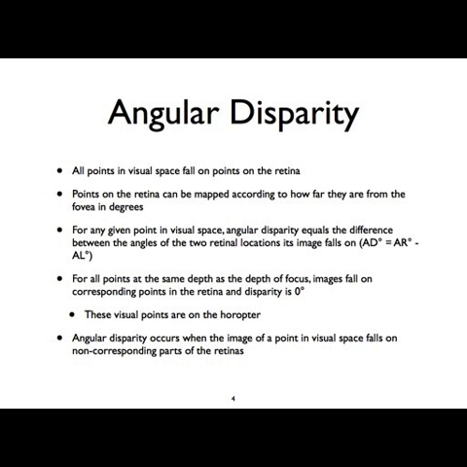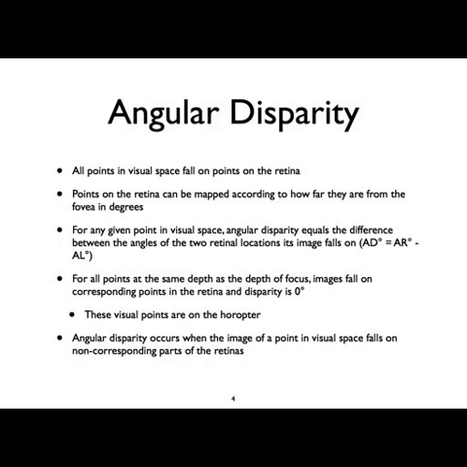For any given point in visual space, the angular disparity equals the difference between the angles in the two retinal locations that the image falls on. So angular disparity in degrees, that's AD, is equal to the angle in the right eye minus the angle in the left eye. For our purposes, it's always going to be right minus left. So for all points of the same depth in space, same depth in focus, the angular disparity is going to equal 0. It's all going to fall on the same point.